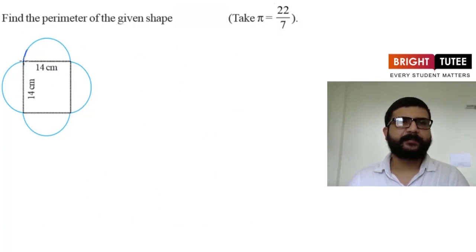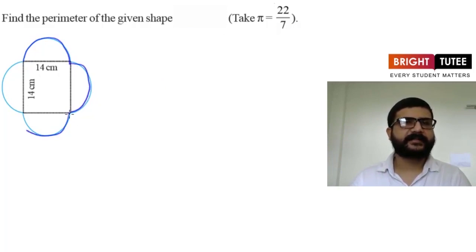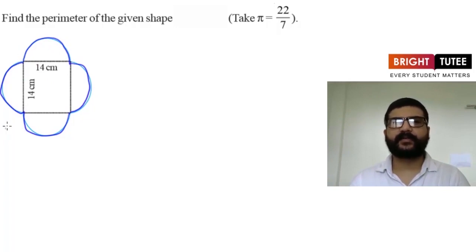As we can see, it is made up of 4 semicircles. One, and this is the second semicircle, and then this one is the third, and then the fourth semicircle. So it is made up of 4 semicircles. So we just have to find the circumference of one semicircle and then multiply it with 4. Now how to find the circumference of one semicircle?